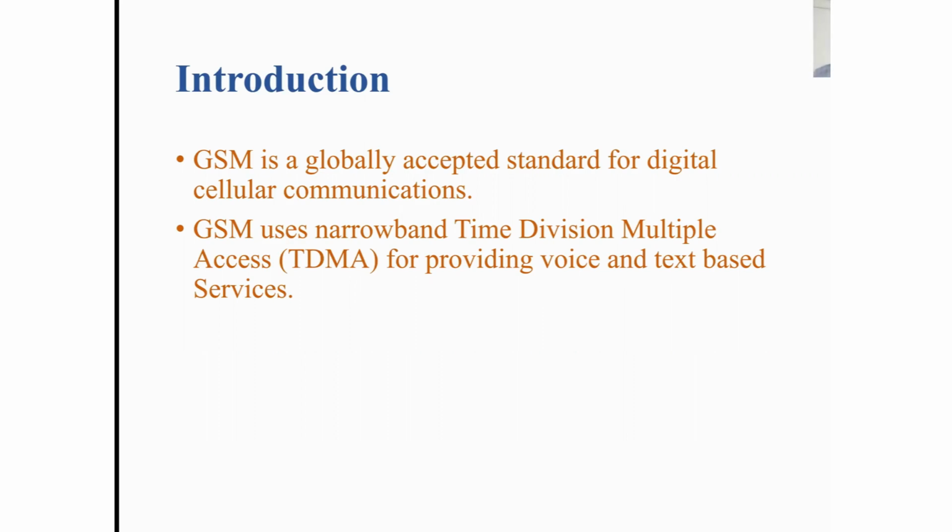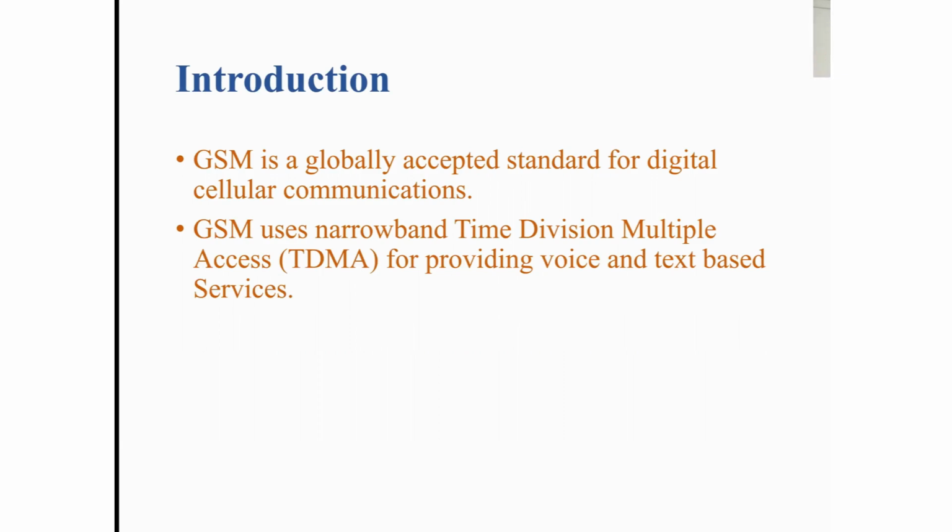So in GSM, they are using the narrowband time division multiple access. What is narrowband? We already studied something about narrowband and broadband. Narrowband forwards the data to a particular bandwidth range. In broadband, it's like a broadcasting; it emits the signal all over the area, outside the bandwidth range also. So here we are using the narrowband time division multiple access.